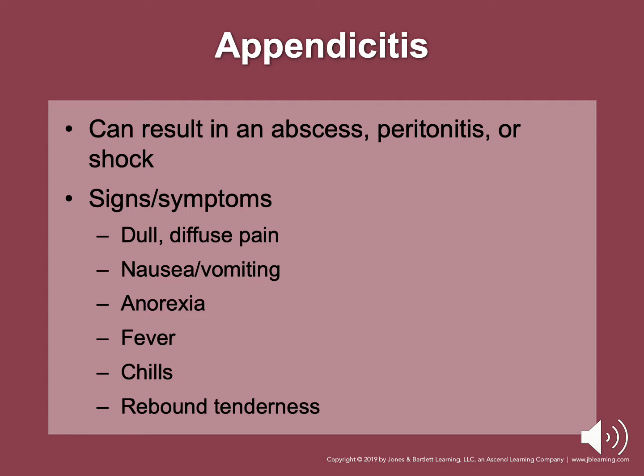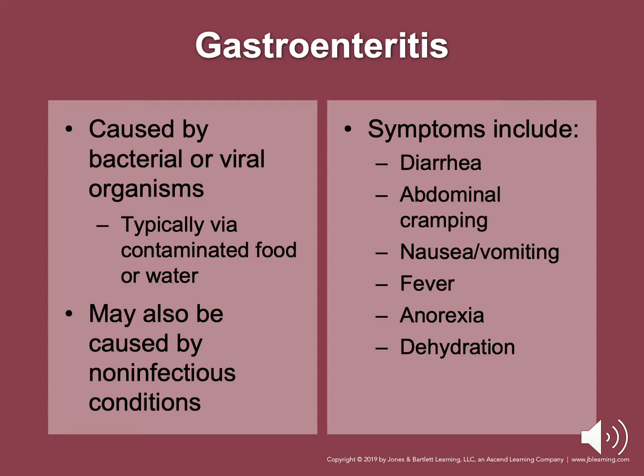Gastroenteritis is caused by a bacterial or viral organism, typically via contaminated food or water. Patients may begin to experience an upset stomach and diarrhea several hours or several days after contact with the contaminated matter. The disease can run its course in 2 to 3 days or continue for several weeks. It may also be caused by non-infectious conditions such as adverse reactions to medications, exposure to certain toxins, or chemotherapy. Symptoms include large watery diarrhea or frequent small liquid stools, diarrhea containing blood or pus, abdominal cramps, nausea, vomiting, fever, and anorexia or dehydration.